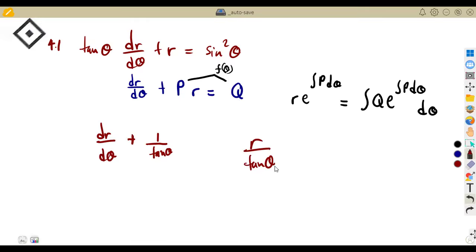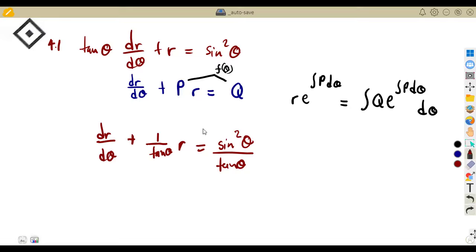But we want to properly see the term that is representing p and our r separately, so that you properly know that this is your p. And this p that we are given, 1 over tan, we're going to write later on. So this is equal to q. We divide everything by tan, so this will be sine squared theta over tan theta. We divide everything by tan so that this here remains as dr d theta.